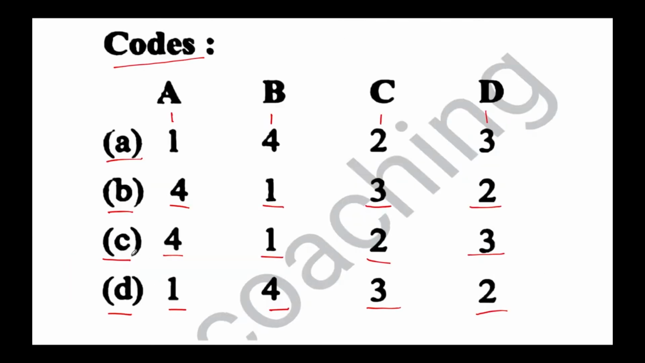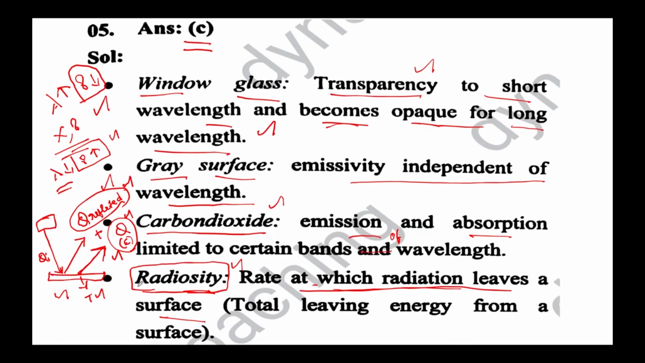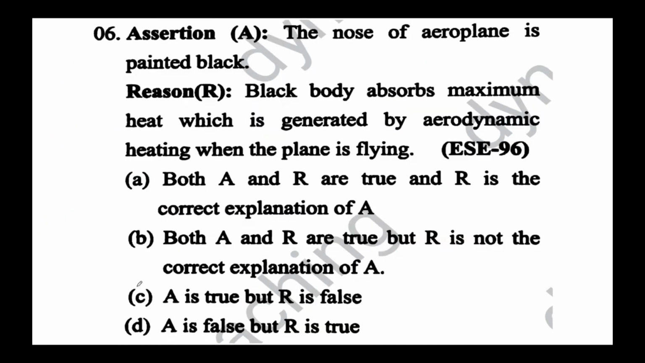So if you try to match with list 1 and list 2, you'll be able to get the code as option C. Hope you might have understood this. We'll just move on to the next question.